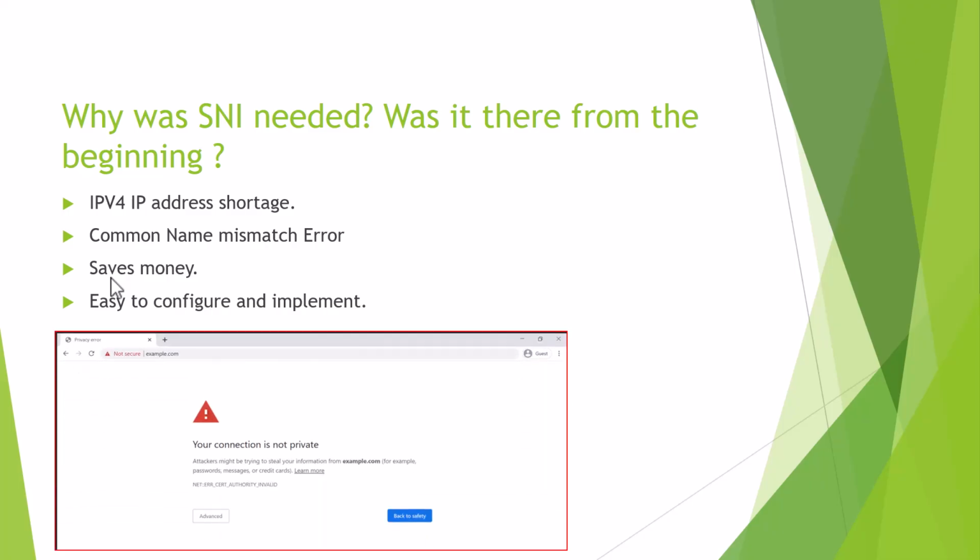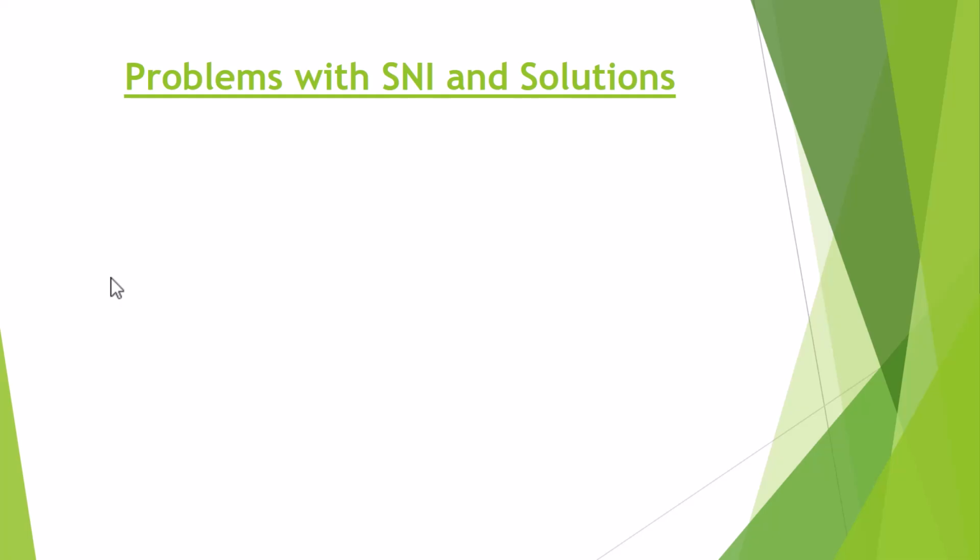This is the private error. Your connection is not private error. You see this as an example of a common name mismatch error. This is when the traffic is not able to proceed forward. Now there are problems with the SNI as well, and there are solutions or alternatives as well.